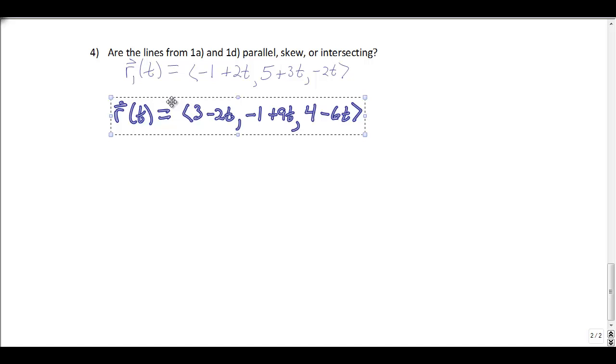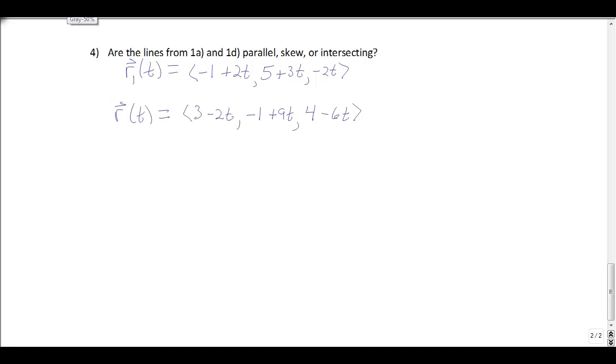There we go. Okay, so this one, I'm going to call R2 of t, putting a subscript 2 on that second one to talk about R1 and R2. We'll do the same thing we did a couple problems ago. We're going to try and equate the x's, y's, z's. But before I do that, I should check, are these parallel? My direction vectors: in the first one, I get the 2, 3, negative 2 that I've been using. In the second parametric equation for a line, I get negative 2, 9, negative 6. You can see these vectors are not scalar multiples of each other. I can't take 2, 3, negative 2, multiply by some number, and get negative 2, 9, negative 6.